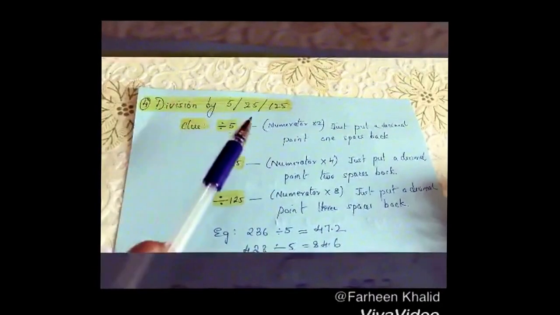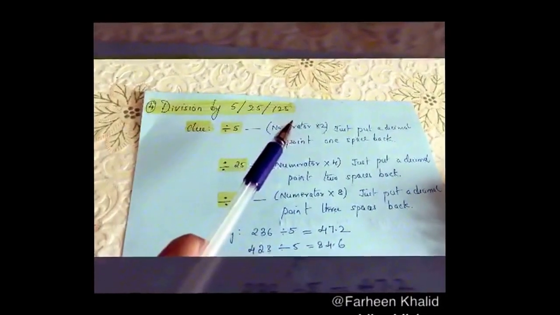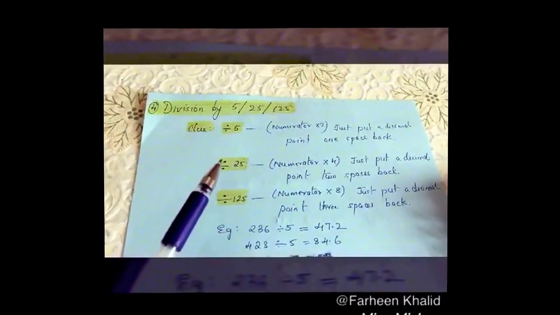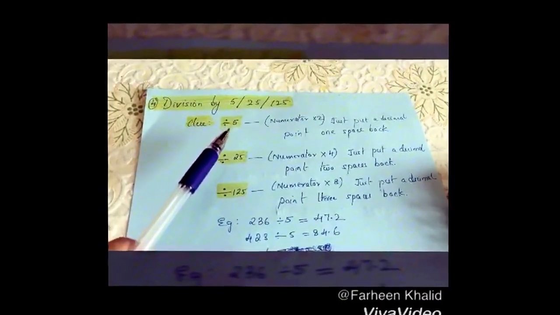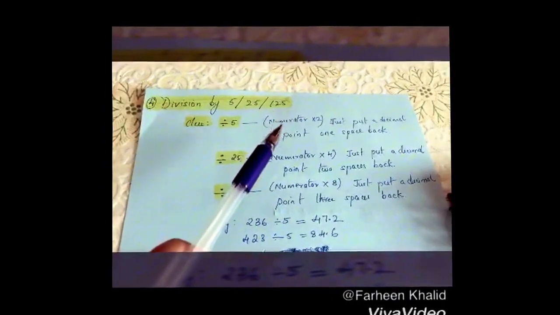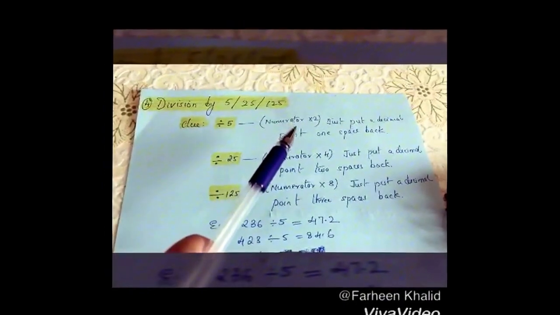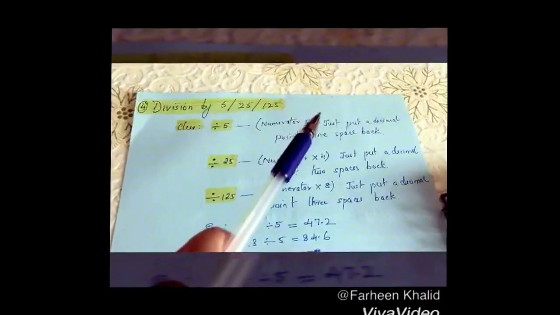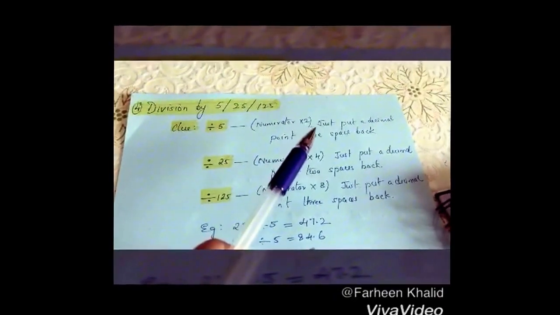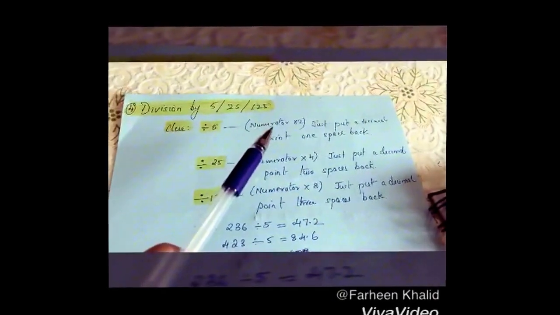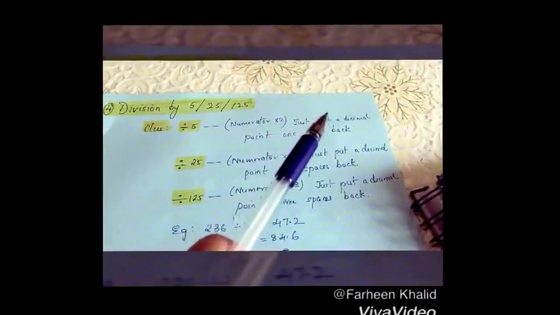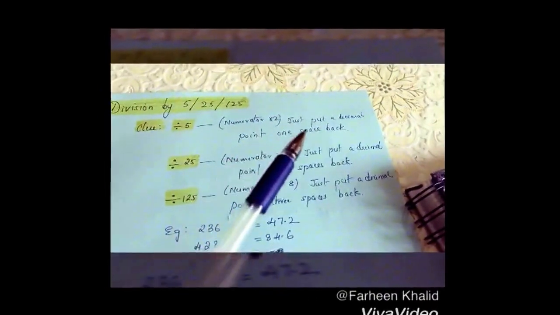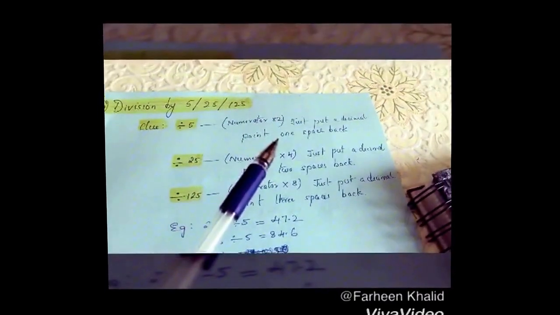Dividing any number by 5, 25 or 125 is like a piece of cake. You will just see how it is. Now when you divide any number by 5, all you do is multiply the numerator by 2. You just double it up, and then you just put a decimal point in that answer, 1 space back.